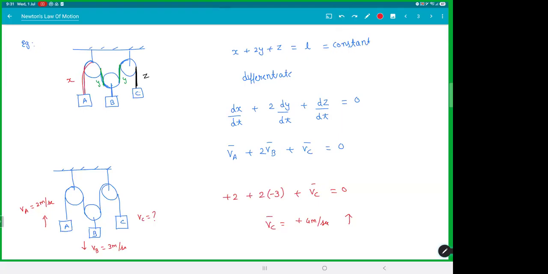So all you need to look at is this. When A, B, C are moving, how is this string changing? So we are looking at this part. This is the length of the string which is changing. Got it? So we are saying that length is constant.